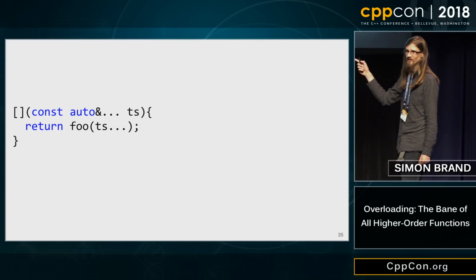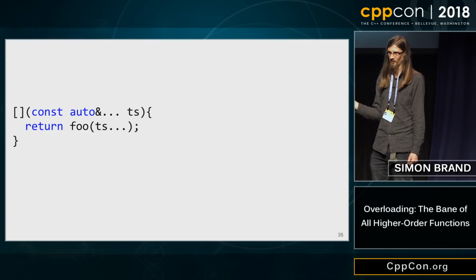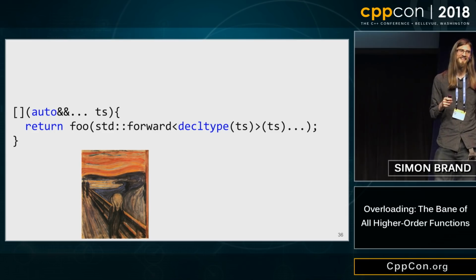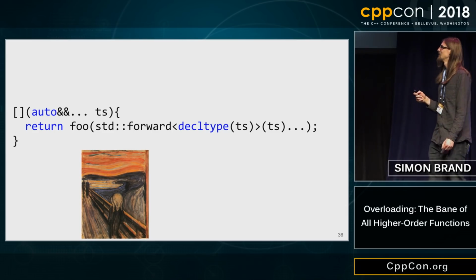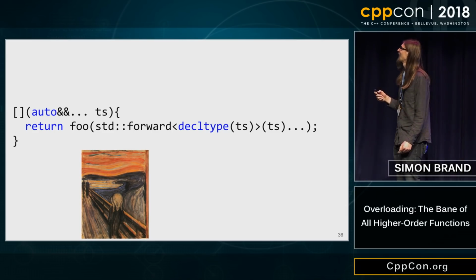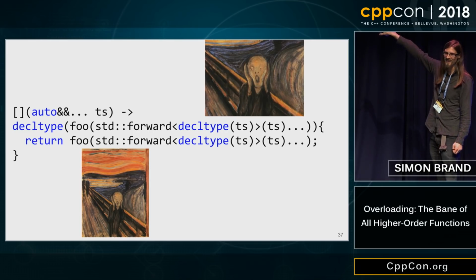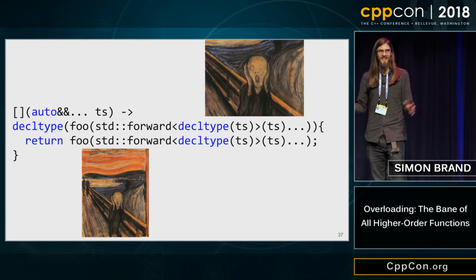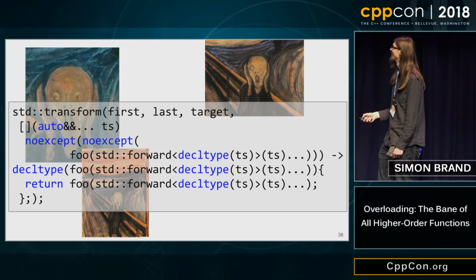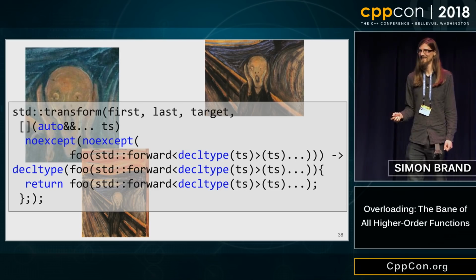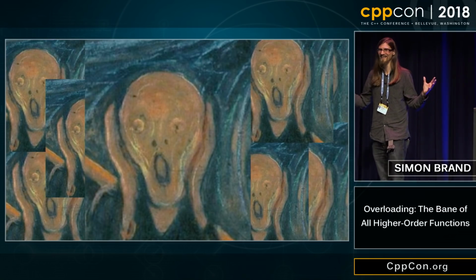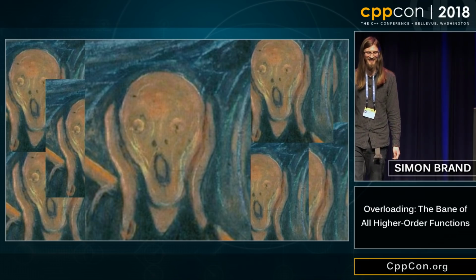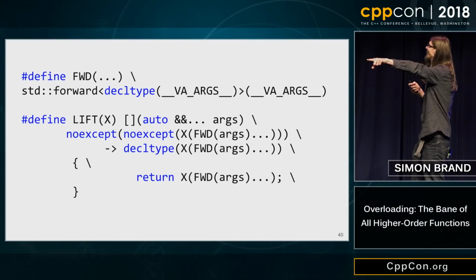What if we care if it's passed an lvalue or an rvalue? Straightforward. Okay. But wait a second. How about we care about SFINAE? We need to stick a decltype on it. And then, what if we care about noexcept? Ah! I don't want to write this code. Use the macro.